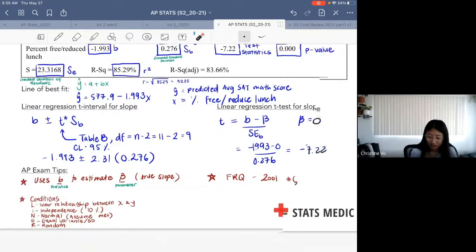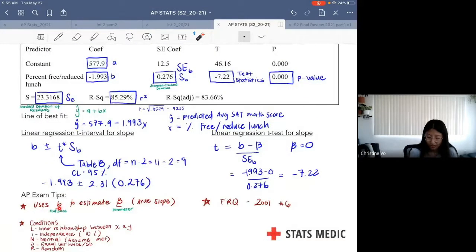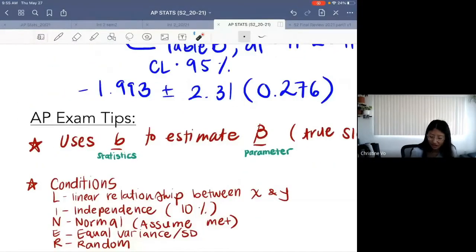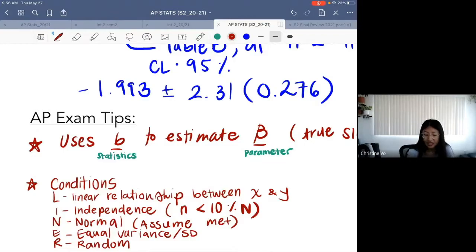So some exam tips for this is just to use our b value to estimate our beta value, and this will be the true slope when you write out the parameter. And then the conditions that you need to check is something called LINE. L represents that there's a linear relationship between x and y, and usually you can tell by the scatter plot, or you can tell by the residual plot. If it's random, with no pattern, then you know your relationship is linear. For independence, you can use n is less than 10% of capital N, which is the population. And N is for normal.